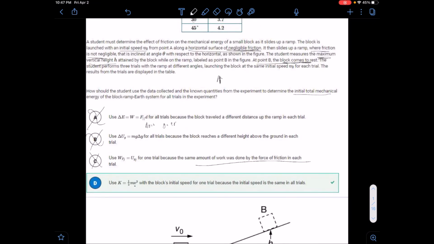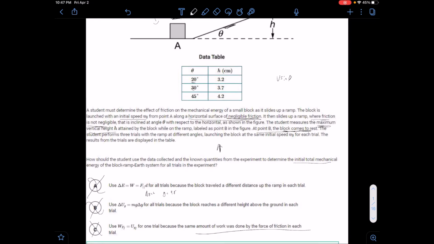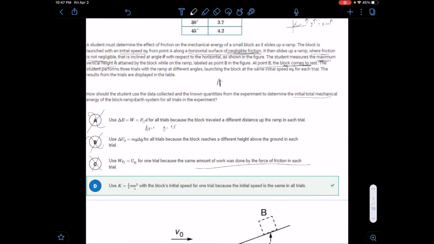And so because of that, as the angle increases, if we draw a unit circle, as the angle increases, the y is increasing, meaning that sine is increasing. And since we're plugging it in, it's directly proportional to K, that means that K will be increasing too. So D is our answer.